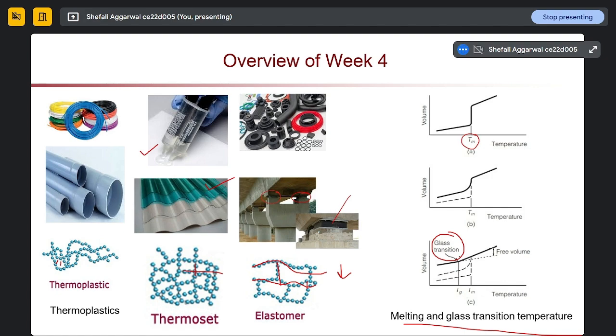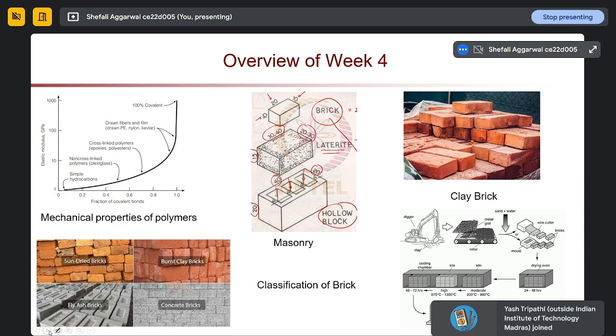And below this glass transition temperature, mostly secondary bonds will be there, and above this glass transition temperature, our material will behave in the elastic way. Okay.